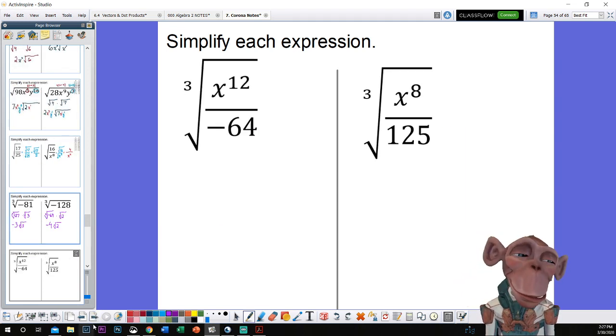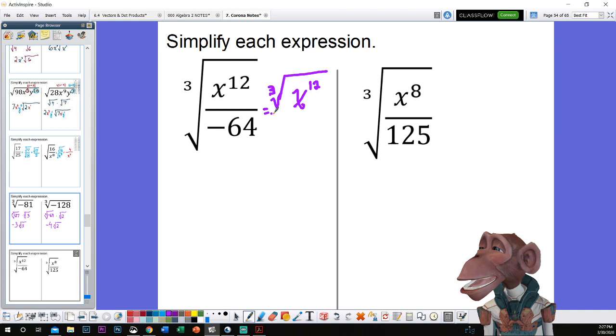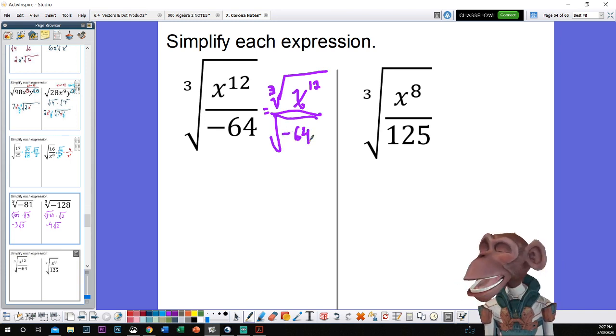Next, in addition to cube roots, let's go ahead and put in some exponents for variables. So this again is the same as the cube root of x to the 12th over the cube root of negative 64. Alright, so let's do each one separately. Let's start with the 64.